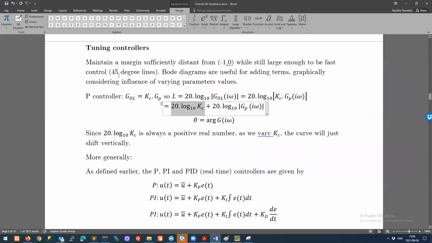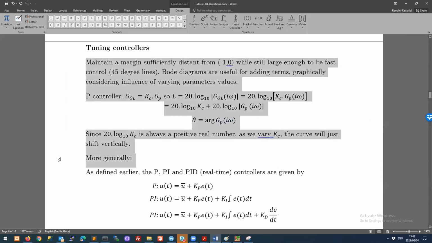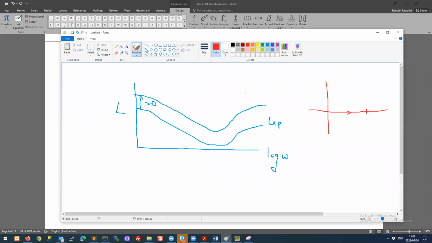So for a proportional controller, your angle is not shifted at all, right? Your proportional controller won't change the angle. The only angle you have to contend with is the process, so we should specify here that it only comes from the process, not from the controller. Okay, so for a proportional controller, we are just shifting vertically on L.